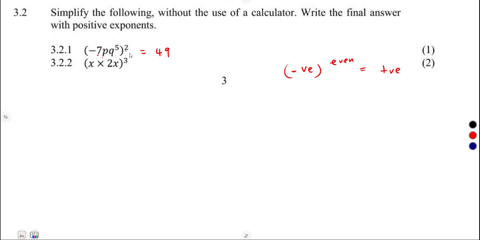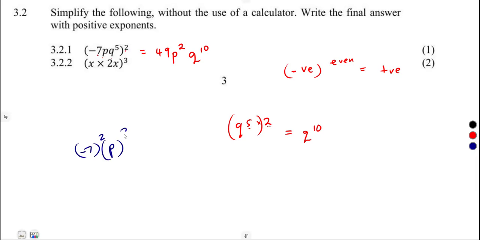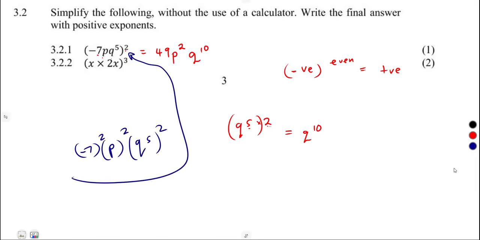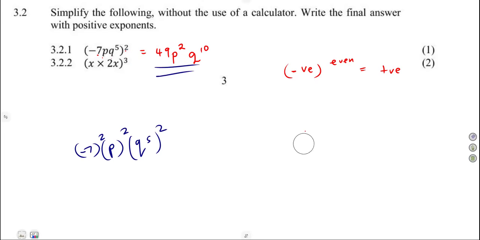Everything is raised to the exponent of 2. P to the exponent of 2. What about Q to the exponent of 5? It is also raised to the exponent of 2, so you simply multiply the exponents. 5 times 2, which is 10. So that's Q to the exponent of 10. Every part, you raise negative 7 to the exponent of 2, P to the exponent of 2, and Q to the exponent of 5 to the exponent of 2, the one that is outside. So that is what you are going to obtain at the end.